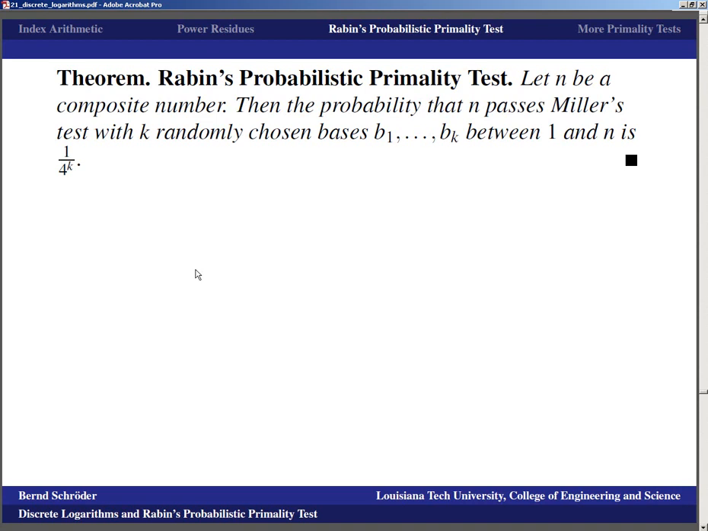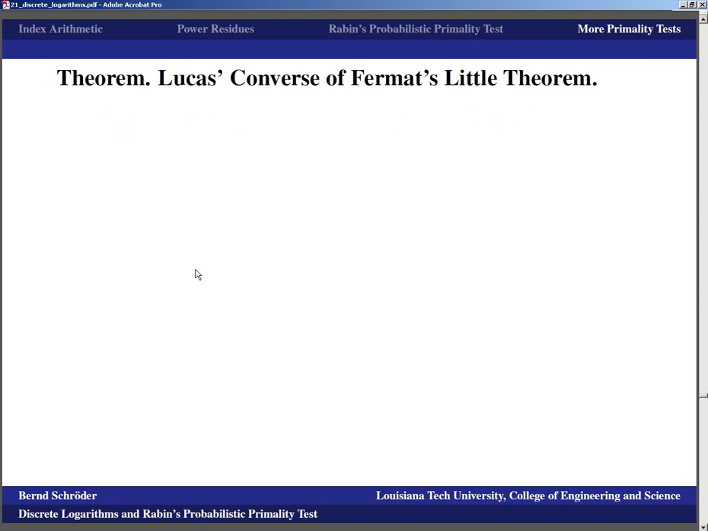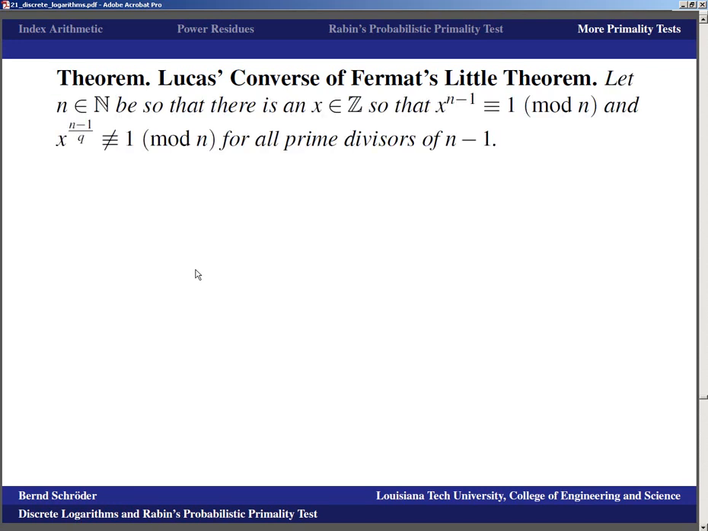Let's just finish this out now by talking about a few more primality tests. Basically, there is Lucas's converse of Fermat's little theorem, and that one says if you've got a natural number n so that there is an integer x so that x to the n minus 1 is equivalent to 1 modulo n, and x to the n minus 1 divided by q is not equivalent to 1 modulo n for all prime divisors q of n minus 1, then the number n is prime.